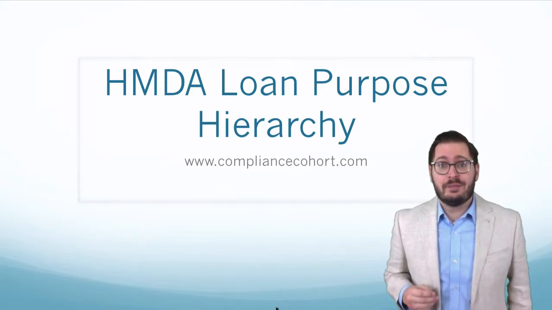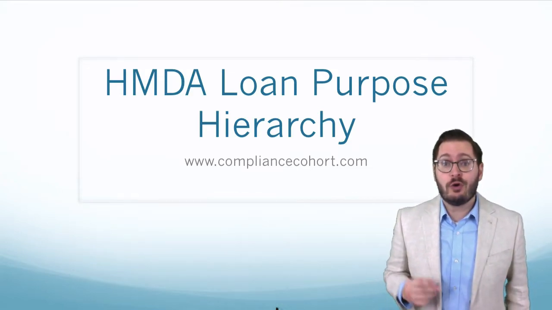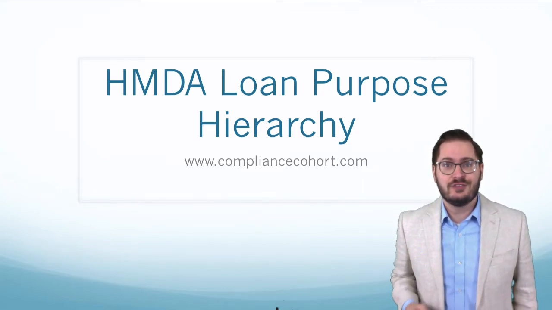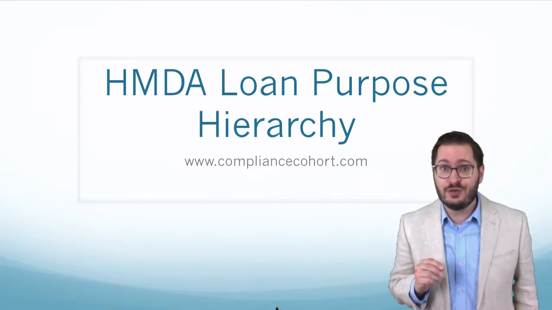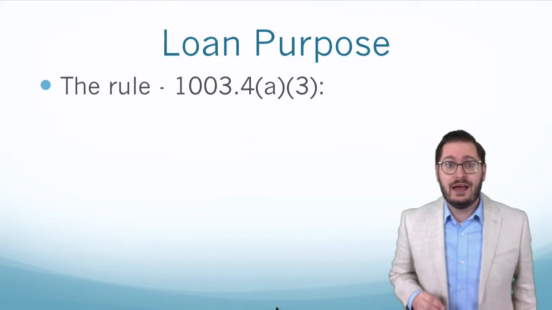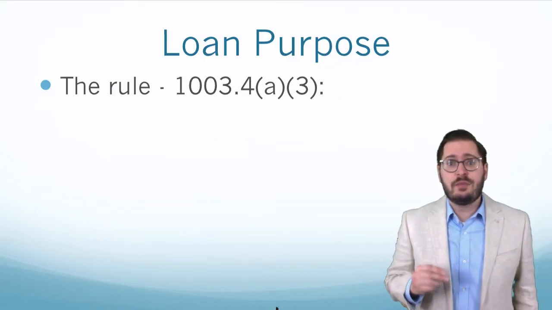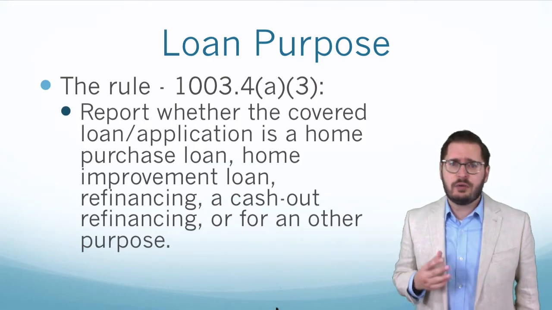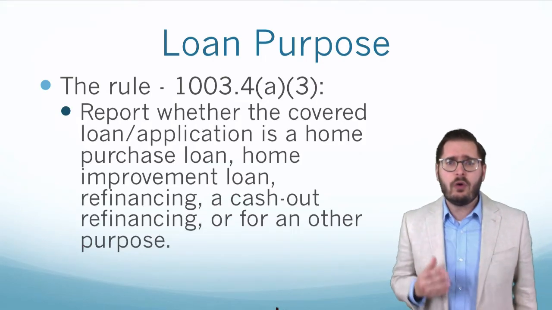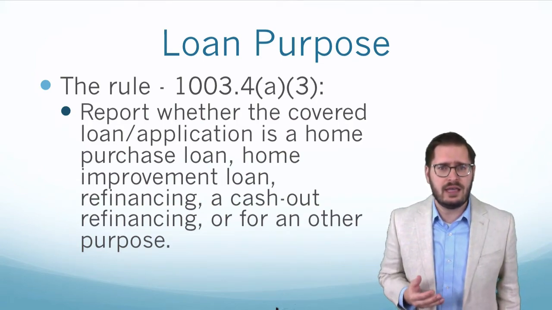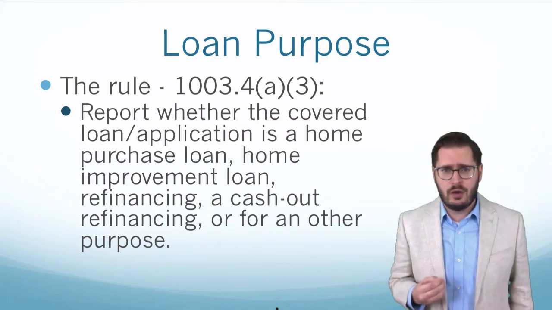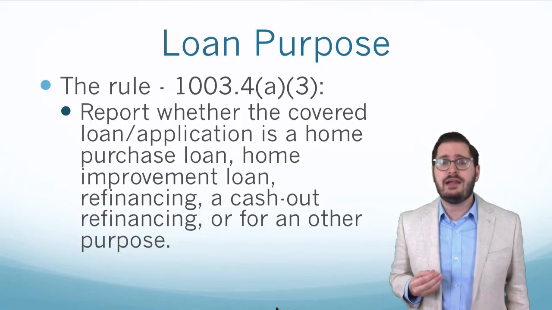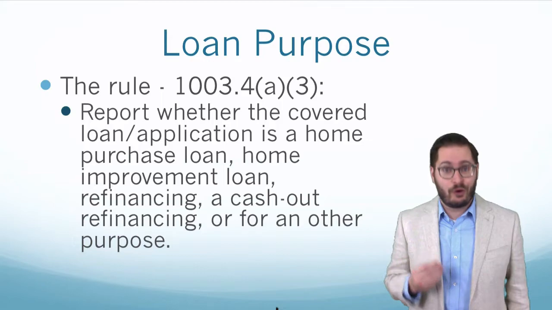This compliance clip is going to focus on the loan purpose hierarchy under the Home Mortgage Disclosure Act, or HMDA. So this video does apply only to HMDA reporters. Now, the rule is found in 1003.4A3 and discusses the loan purpose. It's pretty simple, and it says to report whether the covered loan or application is a home purchase loan, home improvement loan, a refinancing, a cash-out refinancing, or an other purpose.